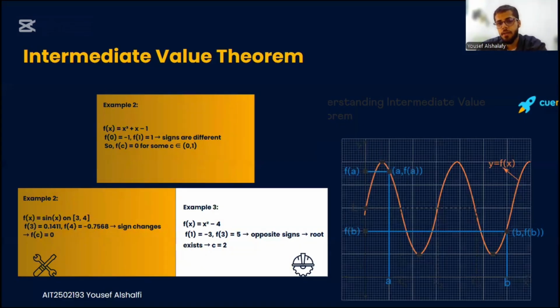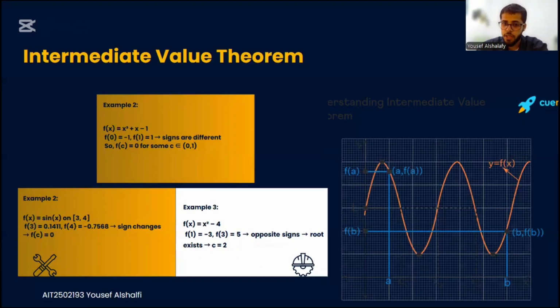We have a function given here, which is f(x) = x^3 + x - 1. When we plug in x equals 0, because we are given 0 and 1, we get the answer minus 1, so it is a negative number. And when we plug in x as 1, we get the answer 1, so it is a positive number.